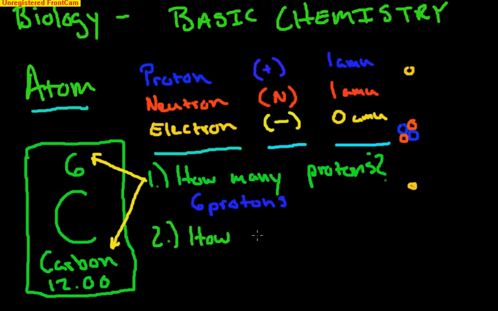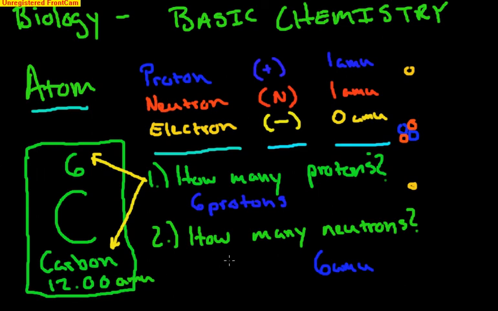The second question I can ask you is, how many neutrons are in there? And you're probably thinking, I don't know. Well, actually, you do. This number 12 down here is the atomic mass unit weight of carbon. If you already have 6 protons, what is the weight of 1 proton? The weight of 1 proton is 1 atomic mass unit. So we already have 6 atomic mass units of protons. We have 12 total.